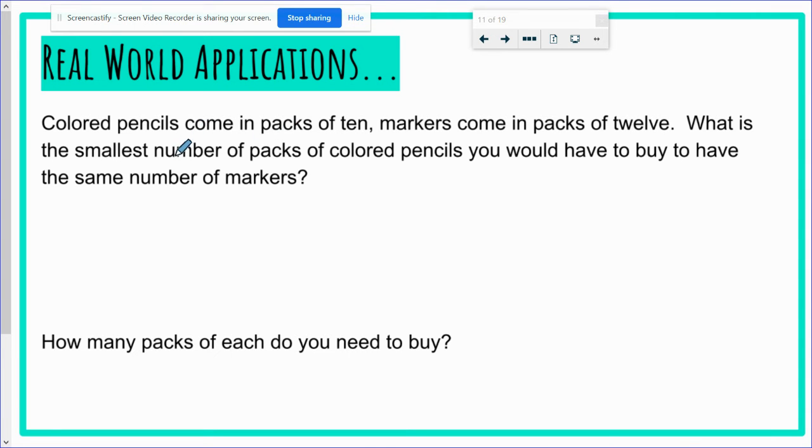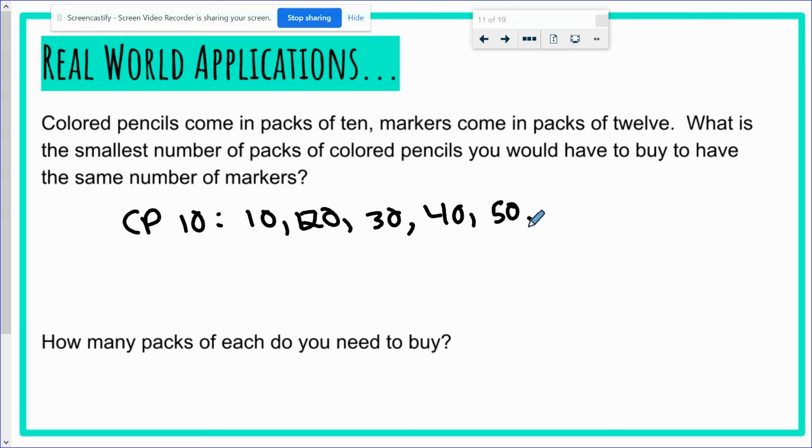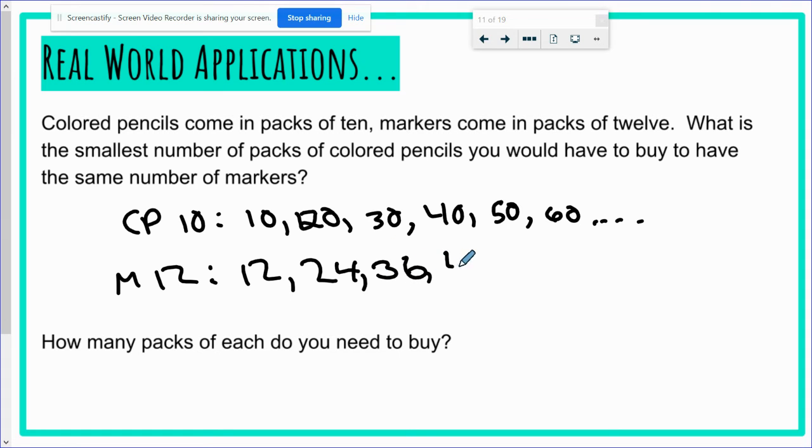All right, colored pencils come in packs of 10, markers come in packs of 12. What is the smallest number of packs of colored pencils you would buy to have the same number as markers? Okay, so let's do CP for colored pencils, and those come in packs of 10. So 10, 20, 30, 40, 50, 60, and so on. All right, now markers come in packs of 12. 12, 24, times 3 is 36, times 4 is 48, and then times 5 is 60.